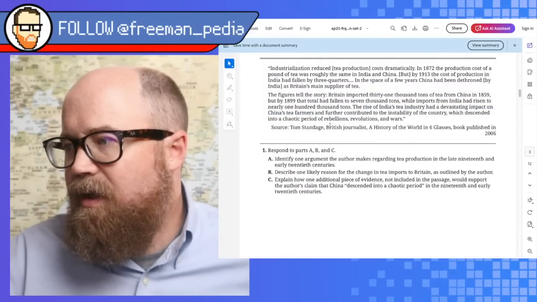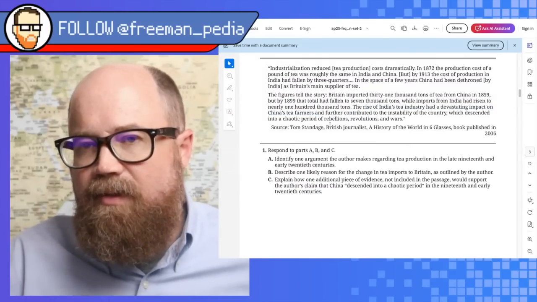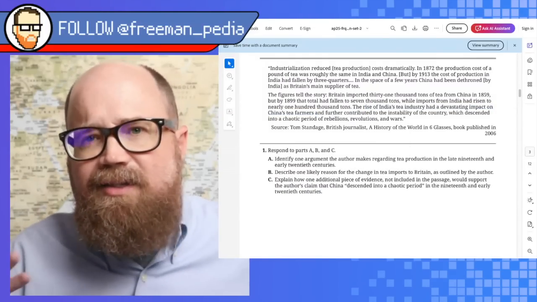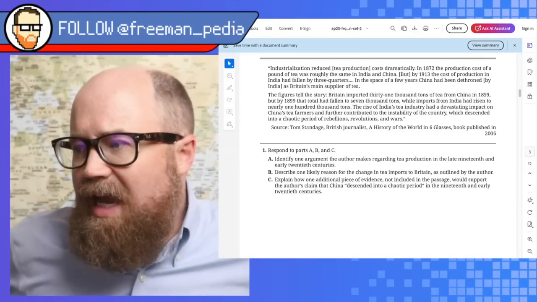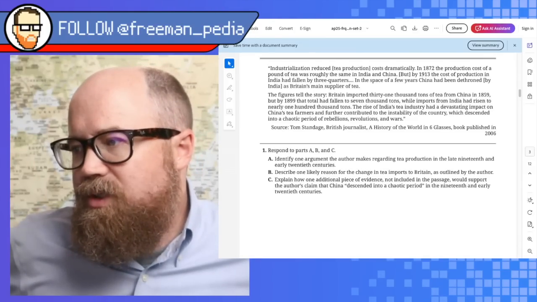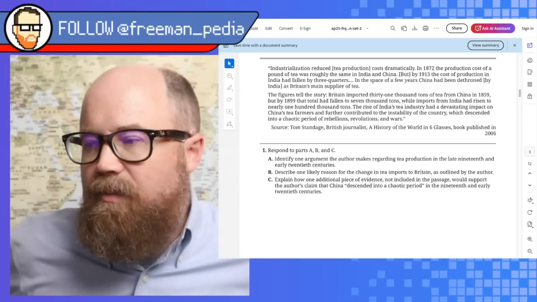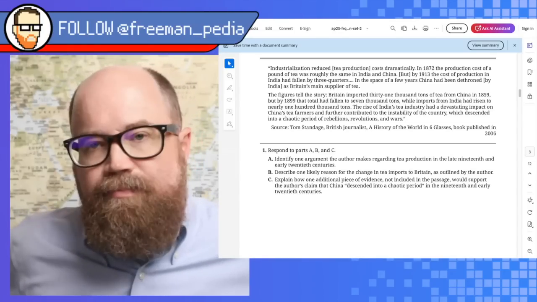He's saying the downfall of China's tea, if you didn't know any of this, it's fine. It's in the documents, in the source. The downfall of China's tea was because Britain stopped buying tea from them and started buying tea from India. That's an argument. Cool, you got the point.